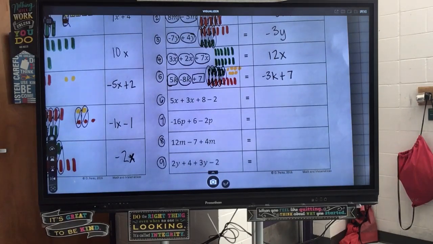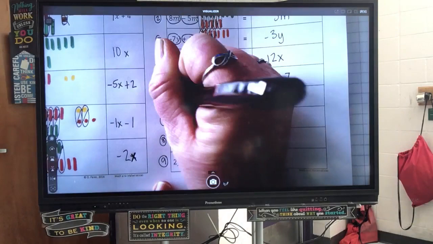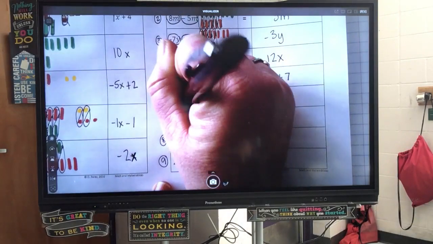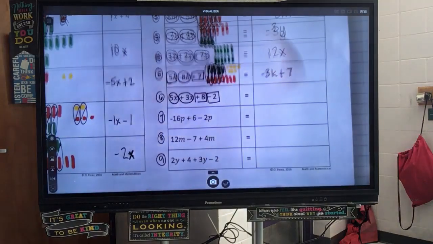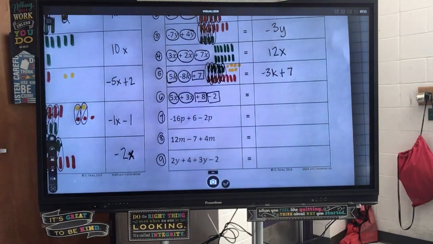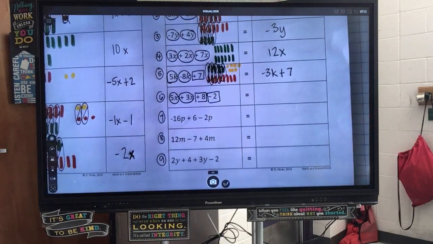Alright, so for the next one, 5x plus 3x plus 8 minus 2. Can we combine anything in this one? Ronnie? The 5x, the 3x, and then you can also combine the 8 and the 2. Make sure, guys, you are including the operations, even when you're saying it. So, 5x, the plus 3x, the plus 8, and the minus 2. Okay, yes, you are correct. Alright, how many positive x's do we have?